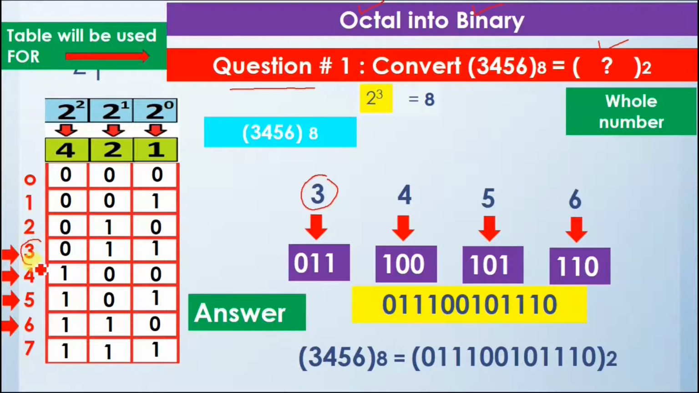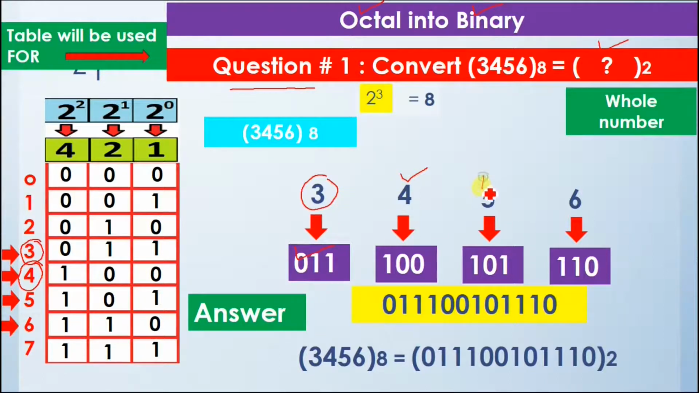Alright, so here is 3 in the table, and what is the binary value of 3 in the table? That is 011. So we write 3 as 011. Next we have the value 4, and we will find the value of 4 in the table. So here is the value of 4 in the table, and 4 is equal to 100 in binary. So we write 4 as 100.